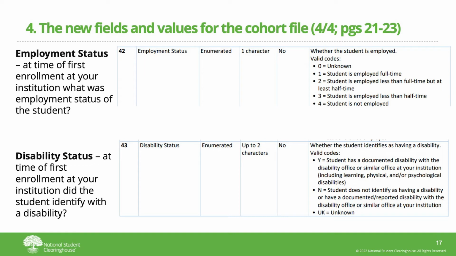And finally, disability status. Again, at time of first enrollment, did the student identify with a disability? 3 values here, Y, N, and UK. Again, please do not use any other values but those 3 that we have provided for. Again, the same idea. This is a status capturing that we're doing at time of first enrollment at your institution. It's not a term by term kind of data field.